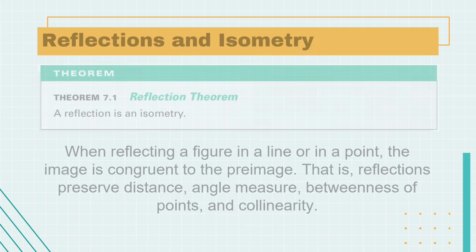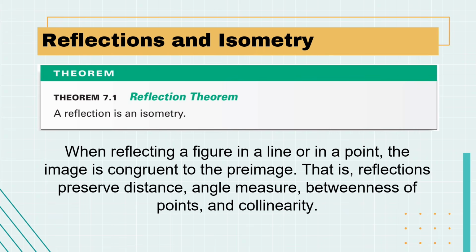Reflections and isometry. Reflection is an example of an isometry. An isometry is a transformation that preserves the size and shape of a figure. This means that when a figure is reflected, the image is congruent to the pre-image. So if the original figure is a triangle, the reflected image is still the same triangle in terms of size and shape. Reflection preserves distance, angle measure, betweenness of points, and collinearity. In simpler terms, hindi nag-iiba ang sukat, hindi nag-iiba ang angles, and hindi nasisira ang structure ng figure. The figure is only flipped.